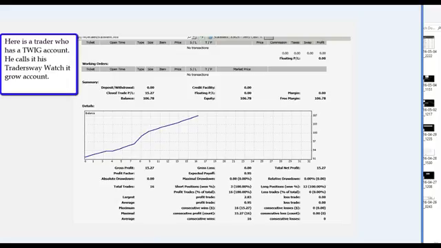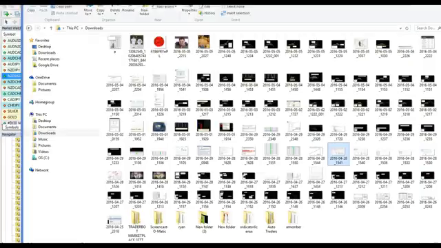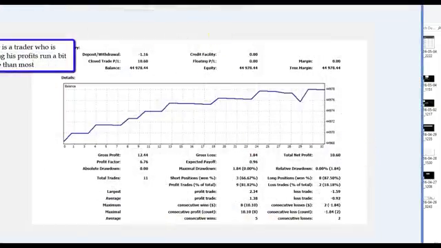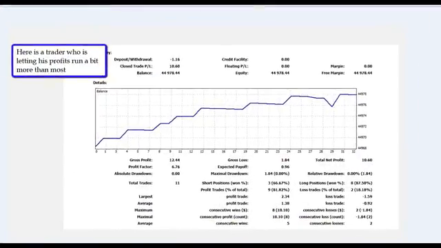Here's another account a guy sent to me. They just send me these things all the time. I'm trying to find one. There's one that's really good. He made 100 and some pip return, and I cannot find it. Here's one. This is from Matt. He takes a little bit larger profit targets.